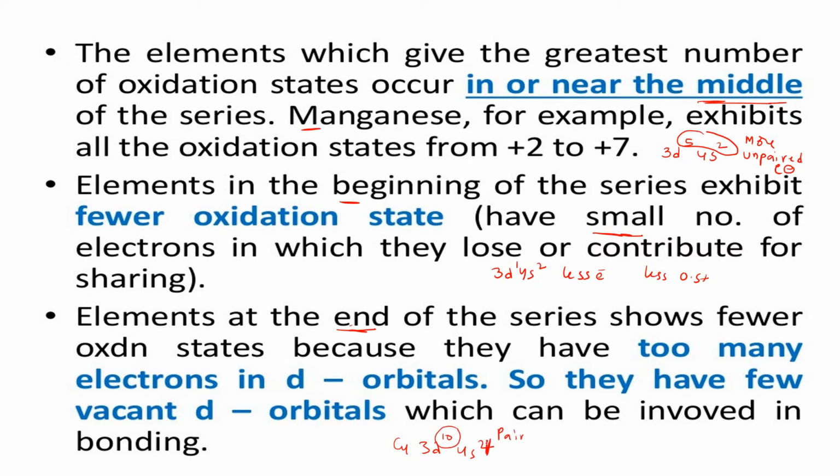Sorry, copper is 4s1, it is not 4s2, it is 4s1 only. So the number of unpaired electrons is very low because they are completely filled. That is the reason for fewer oxidation states. So at the end, most of the electrons are completely filled. In the middle, most of the electrons are unpaired. At the beginning, very few electrons are available. That is the reason we get this type of oxidation states.